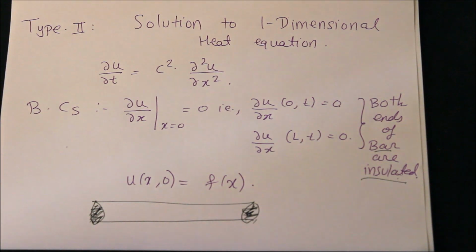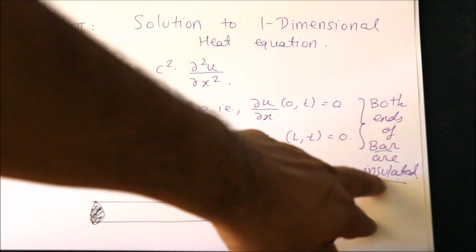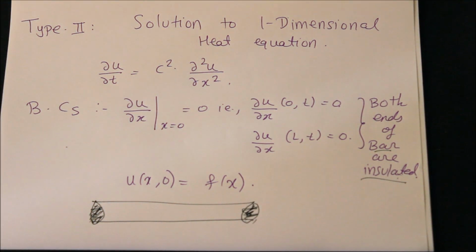That's how you interpret the boundary conditions with the help of insulation. Since they are insulated, no heat flows through the boundary points, and because of that the rate of change is 0. Good. So let's derive the solution now. I won't be doing everything from the start; I will take some part from the type 1 solution.